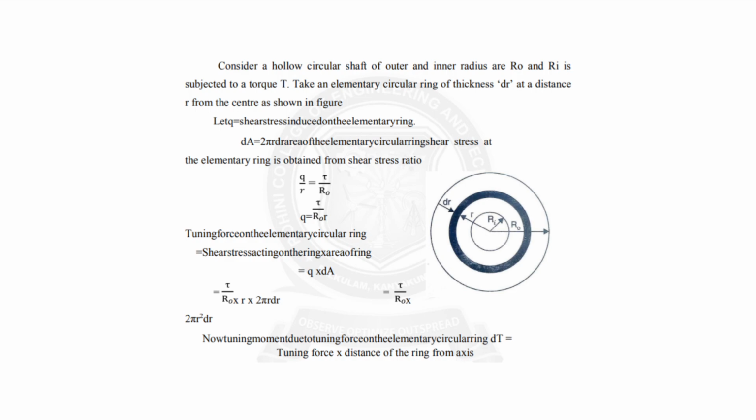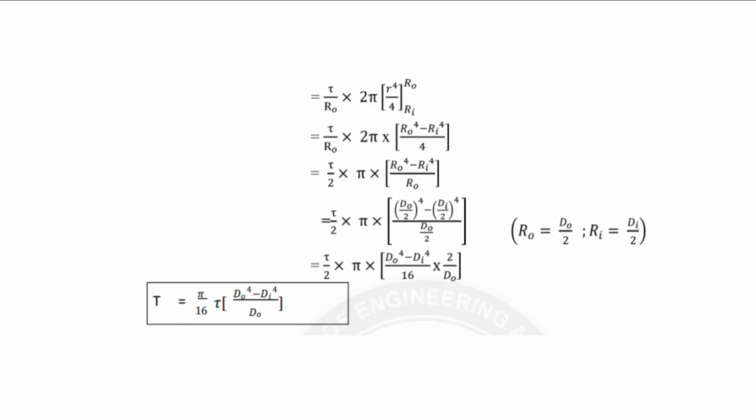So consider a hollow circular shaft of outer and inner radius R0 and R1 subjected to a torque T. Take an elementary circular ring of thickness dr at a distance r from the center, as shown in the figure. dA is equal to 2 pi r dr, the area of the elementary circular ring. The shear stress at the elementary ring is obtained from the shear stress ratio. So these are the conditions. The turning force times the distance of the ring from the axis. So this is the derivation.